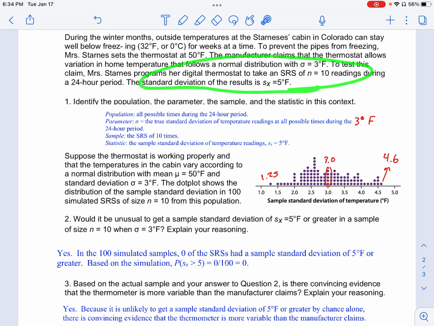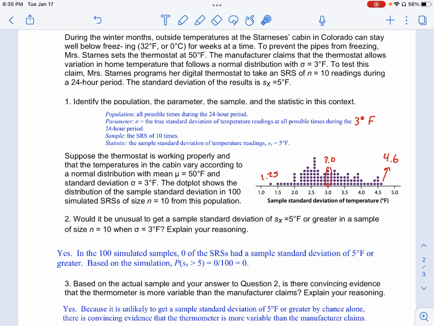But when this person up here took their sample, these two, this and this, they're not really connected, okay? This person thought theirs was busted, so they did this random sample and they got 5. Someone else here had a working thermostat and they took 100 samples of size 10 and got all of this, okay? So, number 2, would it be unusual to get a sample standard deviation with Sx equals 5 or greater, with a size of 10 when the standard deviation is supposed to be 3?